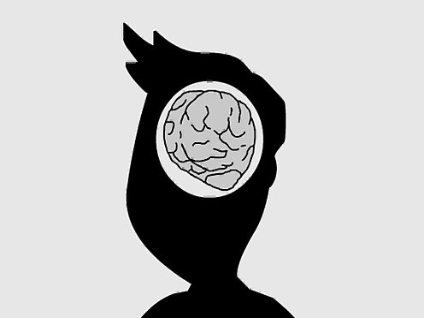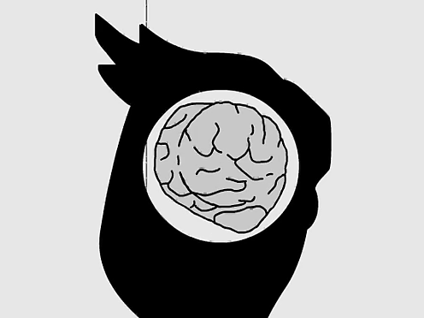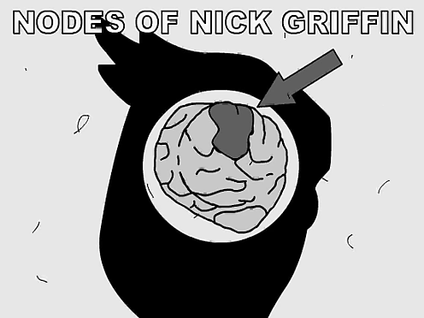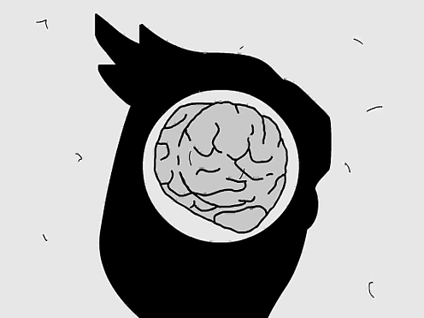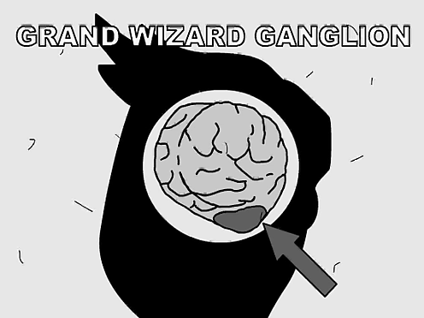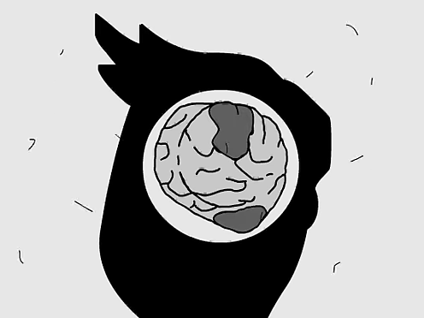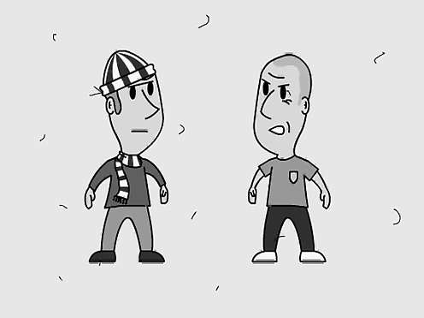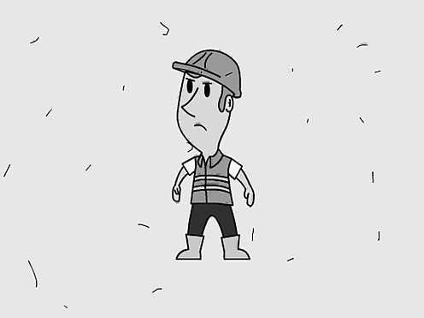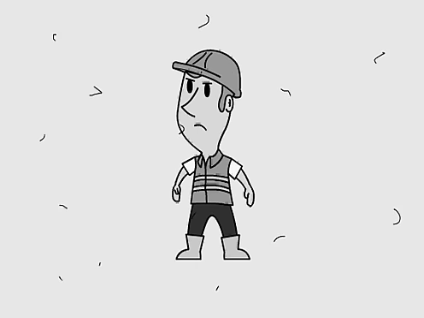So, what is racism? Racism occurs naturally in the human brain. Here is an average healthy male brain. There are 2 areas which are responsible for racist behavior. These are the nodes of Nick Griffin and the grand wizard ganglion. These areas are present in every brain, but are usually oversized in the brains of football enthusiasts and people who work in trades. The symptoms of racism are easy to spot.